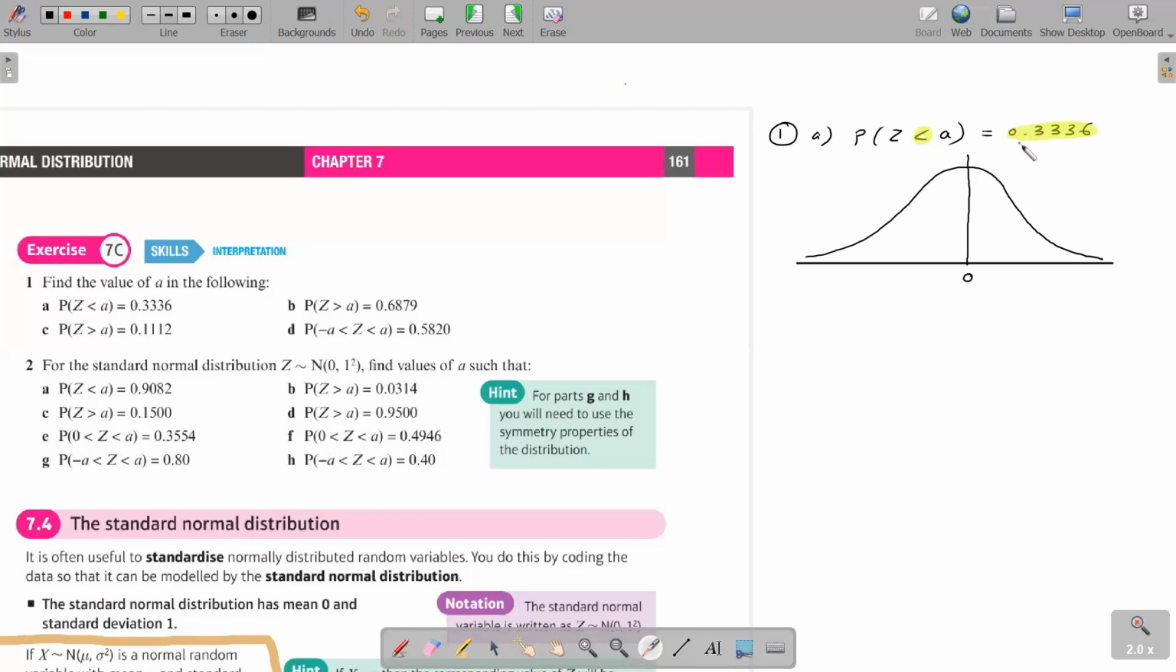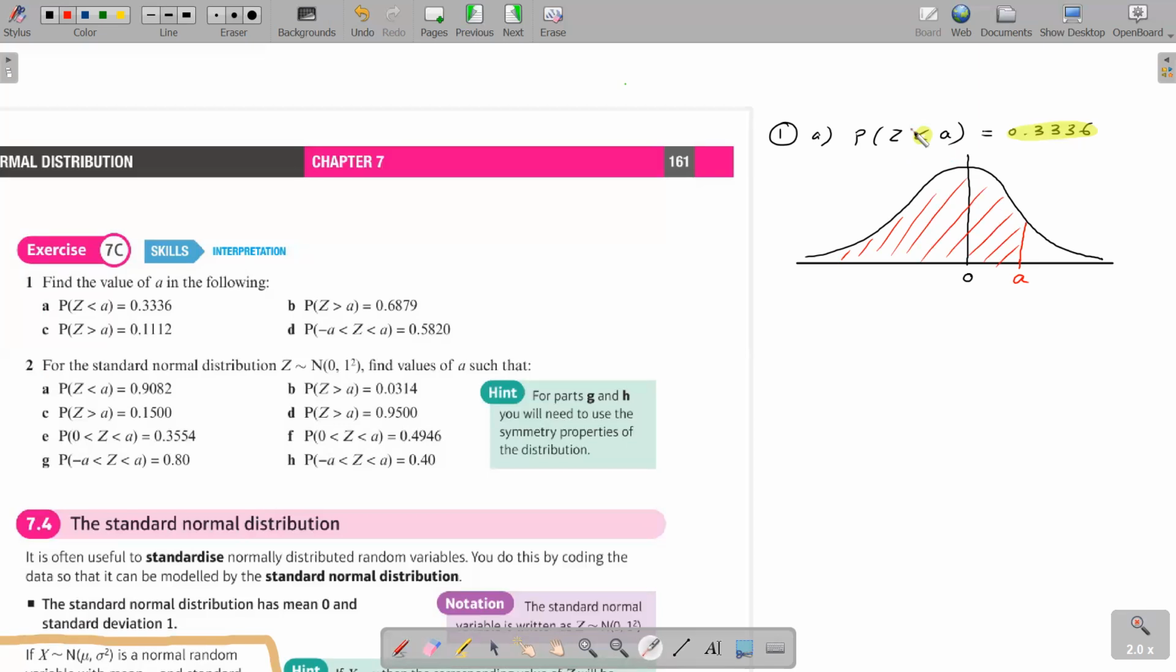Now, looking at the direction of the inequality, you have Z smaller than A. Let's do a trial and error for the first question. Place A anywhere you like. I'm just going to place A randomly here. Let's think A is positive. If I place A here, Z less than A means you're supposed to shade the area behind, so you shade the area to the left of A.